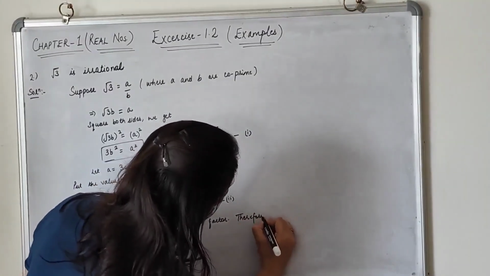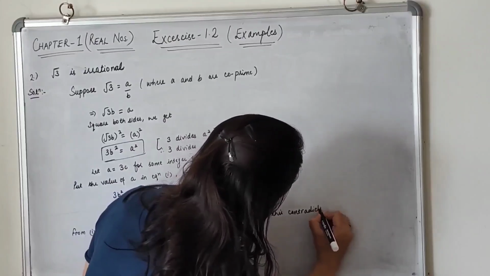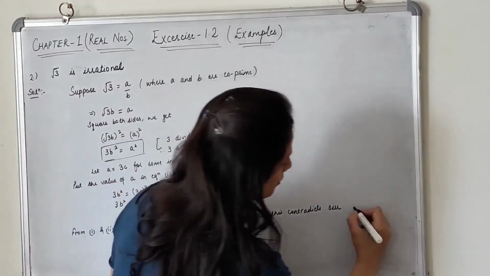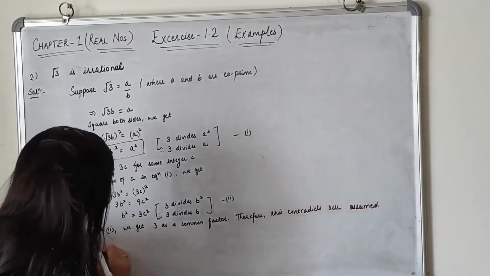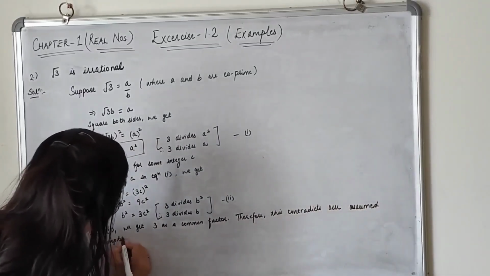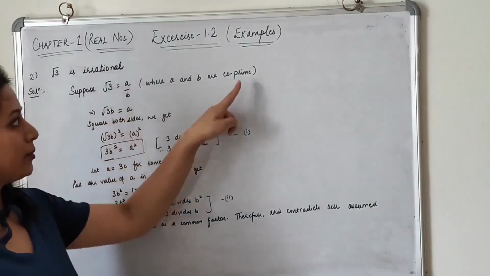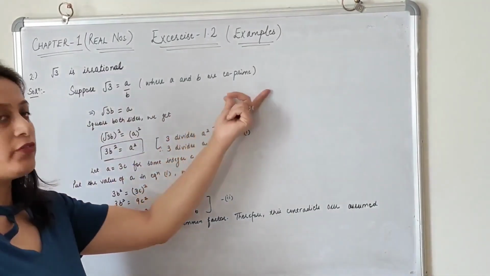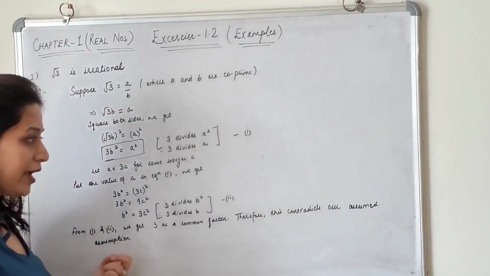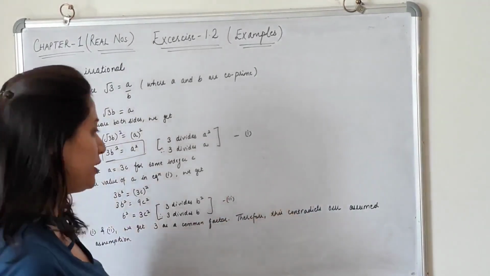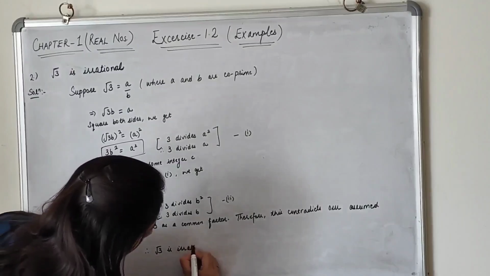Therefore, this contradicts our assumption. Why? Because what we assumed, a and b are co-prime numbers, having a common factor of 1 only. But what we get at the end, 3 as a common factor. So hence our assumption is contradicted. Therefore, root 3 is irrational.